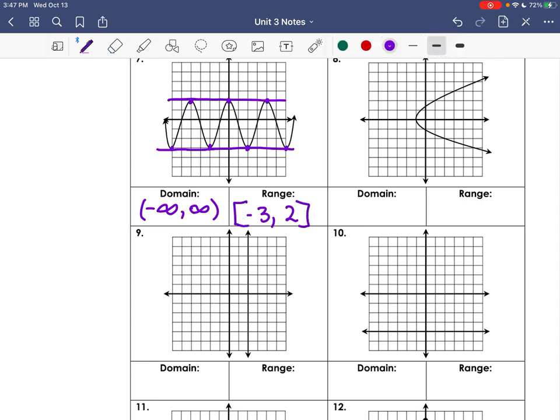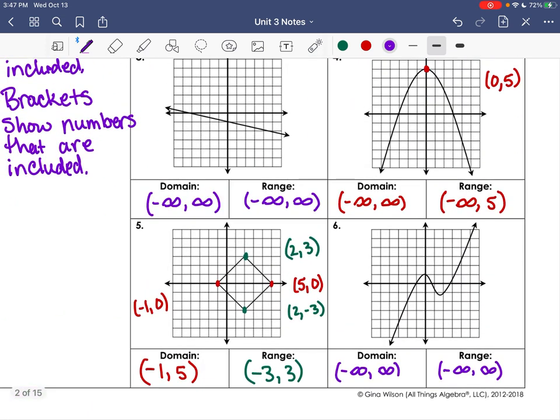Because those do touch those. I didn't mess that up on this side, did I? Yes, I did. All number 5, those should all be brackets as well. So sorry about that. Because you're actually touching all those points.